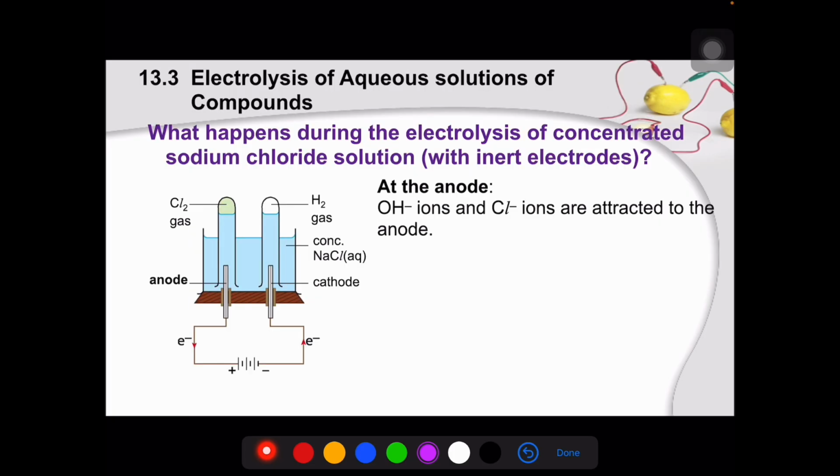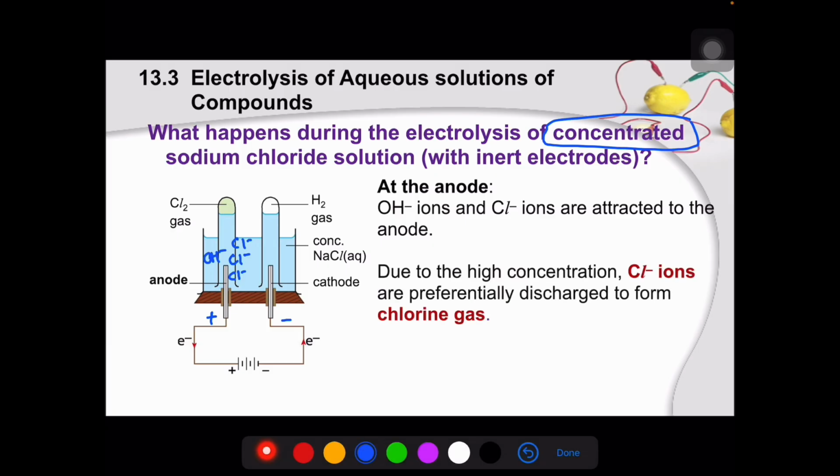Now, when it's a concentrated NaCl solution, similarly, as per what we have mentioned, you will have your ions move towards the anode. Your anions will move towards the anode, so you have your hydroxide as well as your chloride. But because now you are dealing with a concentrated sodium chloride solution, there will be a lot of the chloride ions over here. Now this actually causes factor 3 to come in, whereby this time round, the chloride ions will now be preferentially discharged to form chlorine gas.